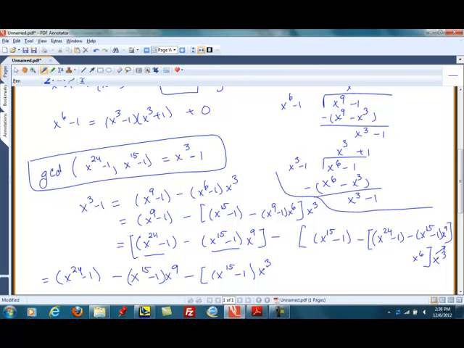So that's going to be x to the 9 minus x to the 24 minus 1 times x to the 9. And then with the last one, we're going to have x to the 6, x to the 9, and x cubed. So x to the 18. And that minus gives us a plus. Does that look right? Yeah.